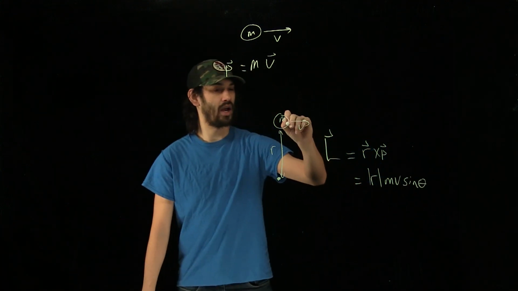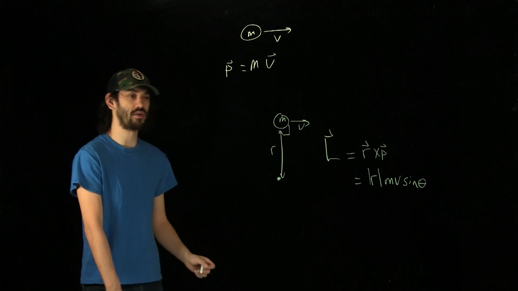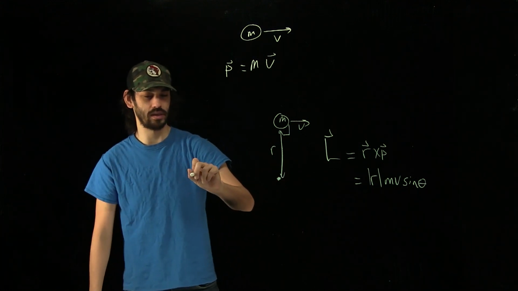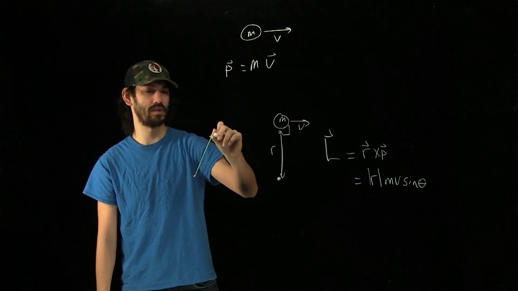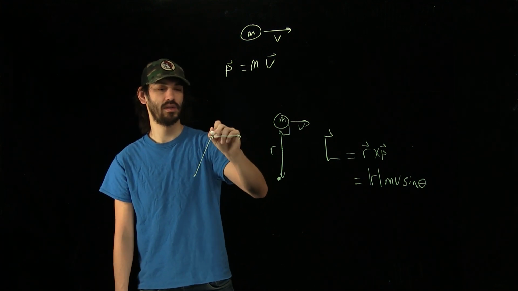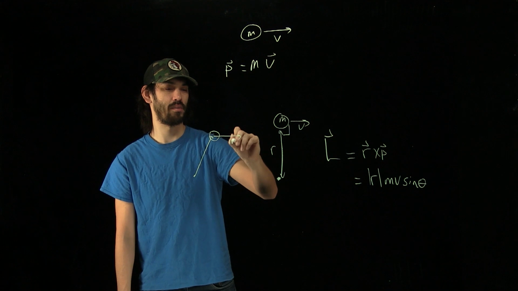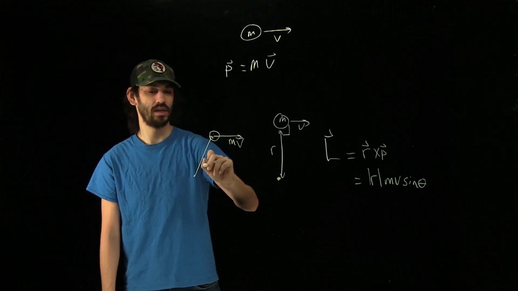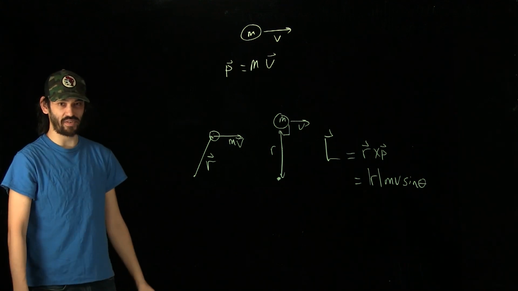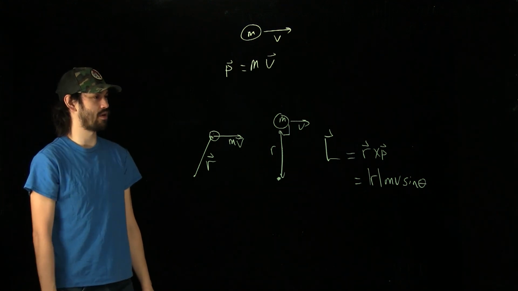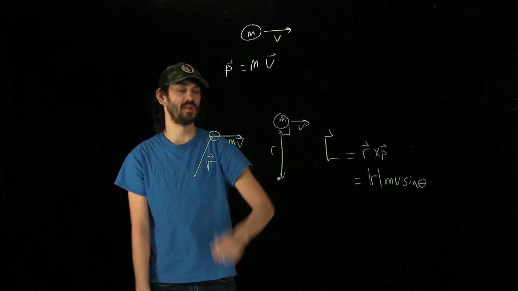Now in this case, I happen to draw this at a 90-degree angle, but it doesn't have to be at a 90-degree angle. We could in fact have this at some angle that's not 90 degrees. So for instance, I could have some object like this that's moving. This is my mass times velocity. This is our r here. So it doesn't necessarily have to be at some 90-degree angle, but in this example, it happened to be.